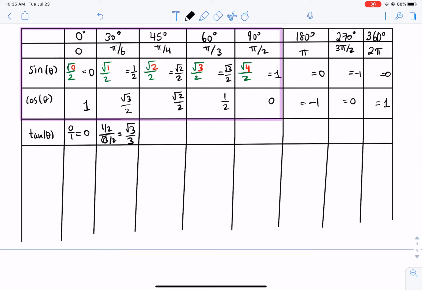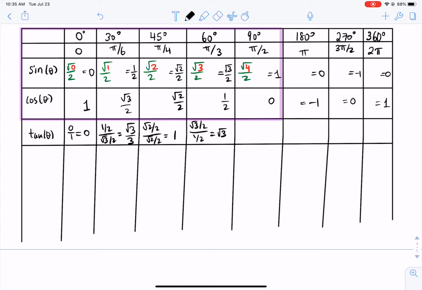45 degrees, well, these are equal, right? Radical 2 over 2 divided by radical 2 over 2, that's just going to be 1. So tangent of 45 degrees will be 1. What about 60 degrees? Radical 3. So radical 3 over 2 divided by 1/2, that's just going to be radical 3.